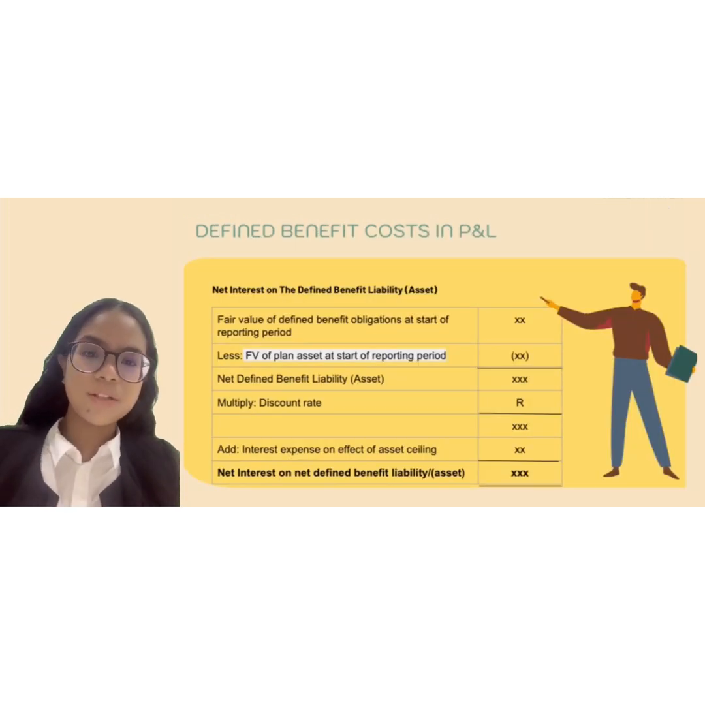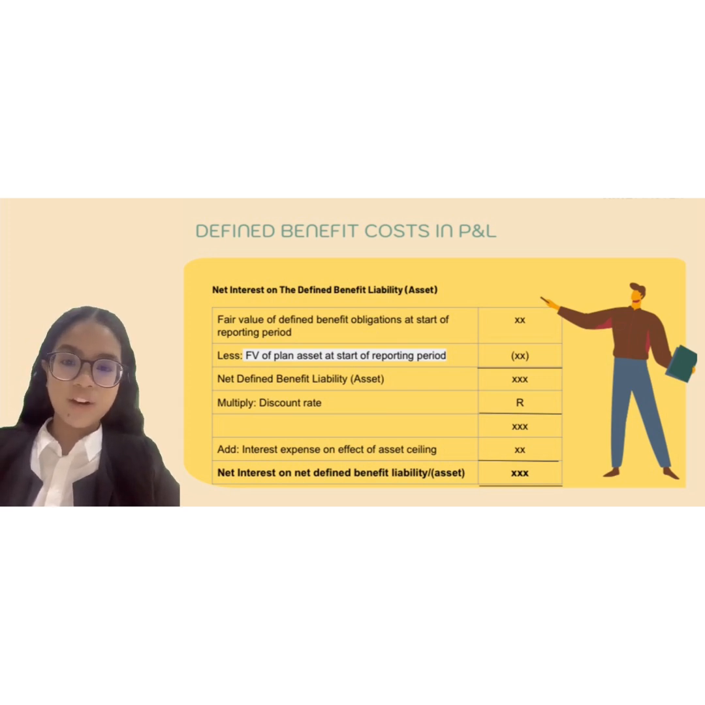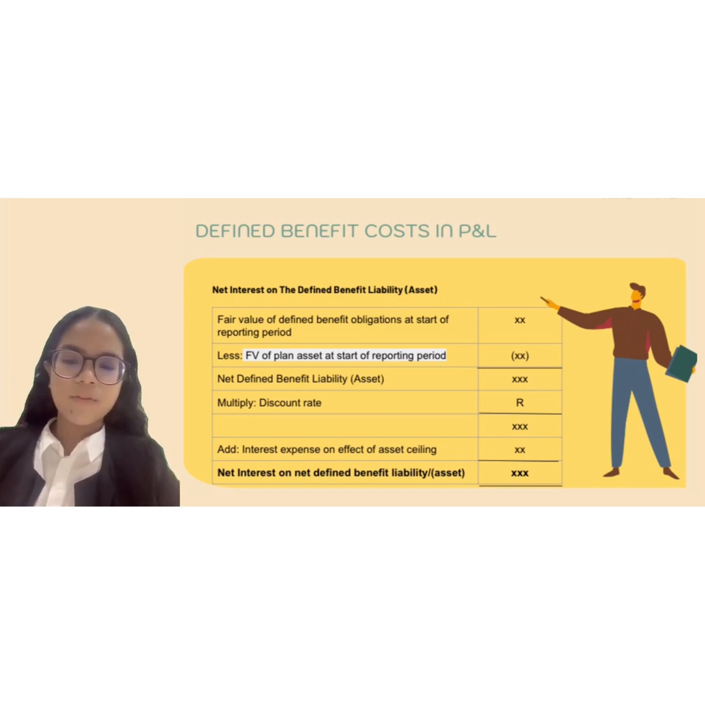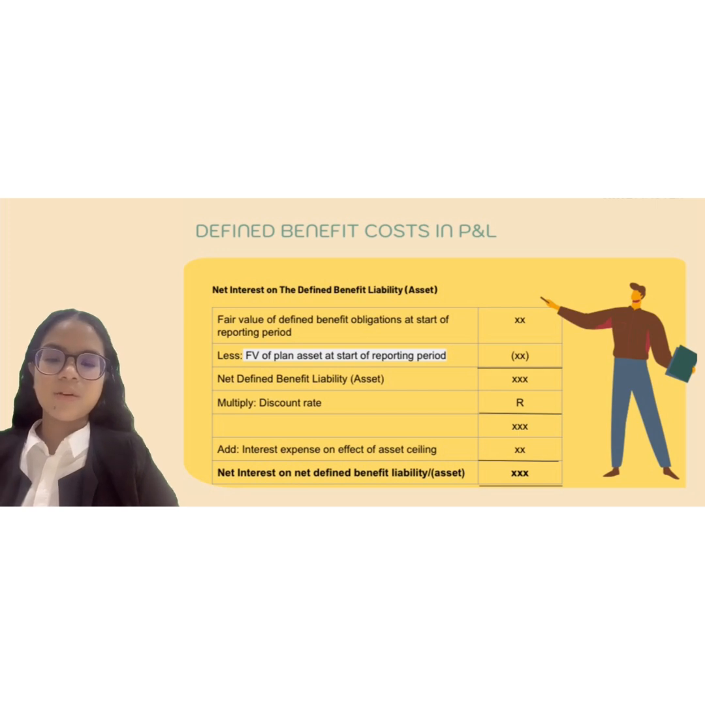And now we move on to the defined benefit cost in profit or loss. There are two costs that have to be calculated, which are the net interest on the defined benefit liability or asset and also the service cost. The net interest is calculated by taking the fair value of defined benefit obligation at the start of the reporting period less the fair value of plan asset at the start of the reporting period, and once you get the amount, you multiply it with the discount rate and add the interest expense on effect of asset ceiling, and you will get the net interest on net defined benefit liability or asset.